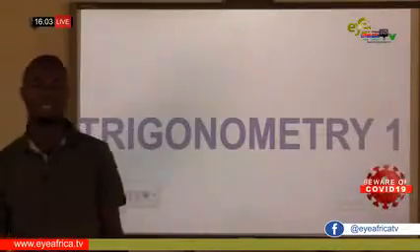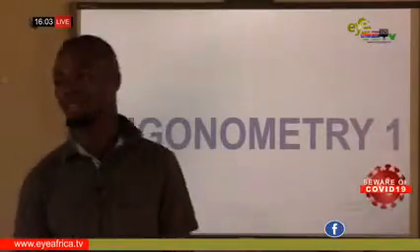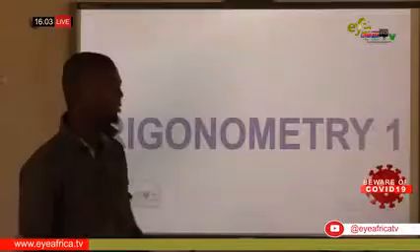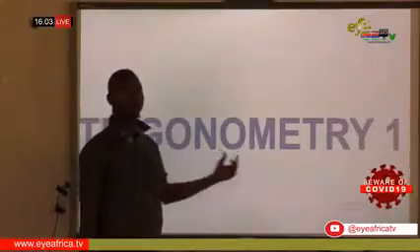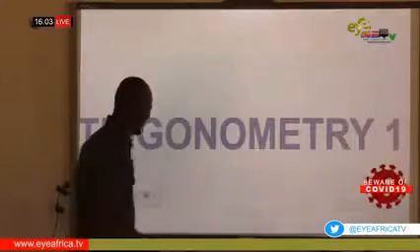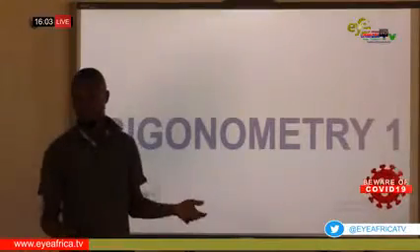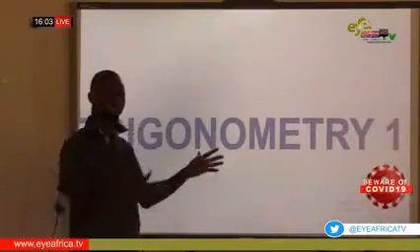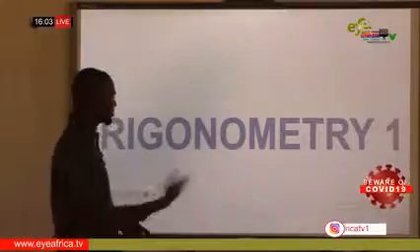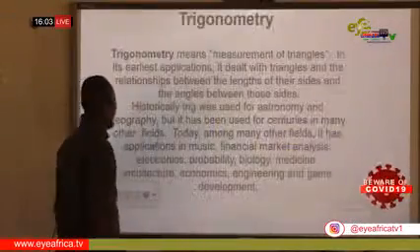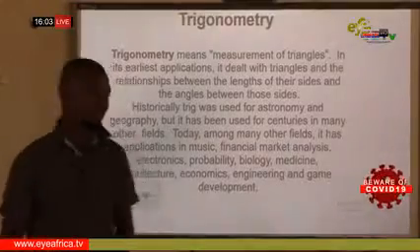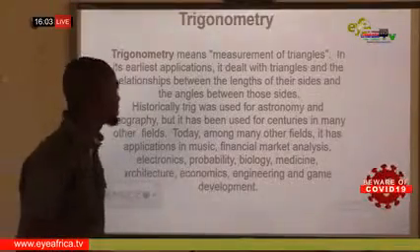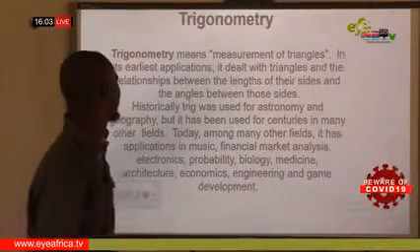All right, hello viewers. Welcome to yet another mathematics lesson at the senior secondary school level. In this lesson, we are going to look at trigonometry. Trigonometry is of different forms, and here we are going to look at trigonometry 1. Let us see what we are going to get from trigonometry. This is the meaning of trigonometry. Trigonometry means measurement of triangles.